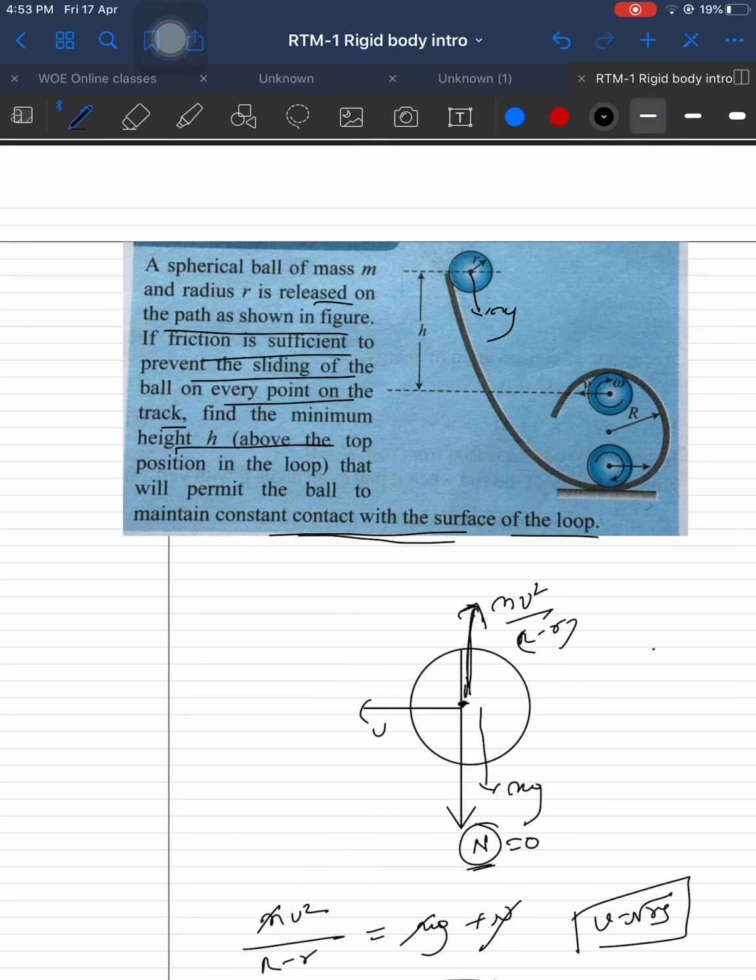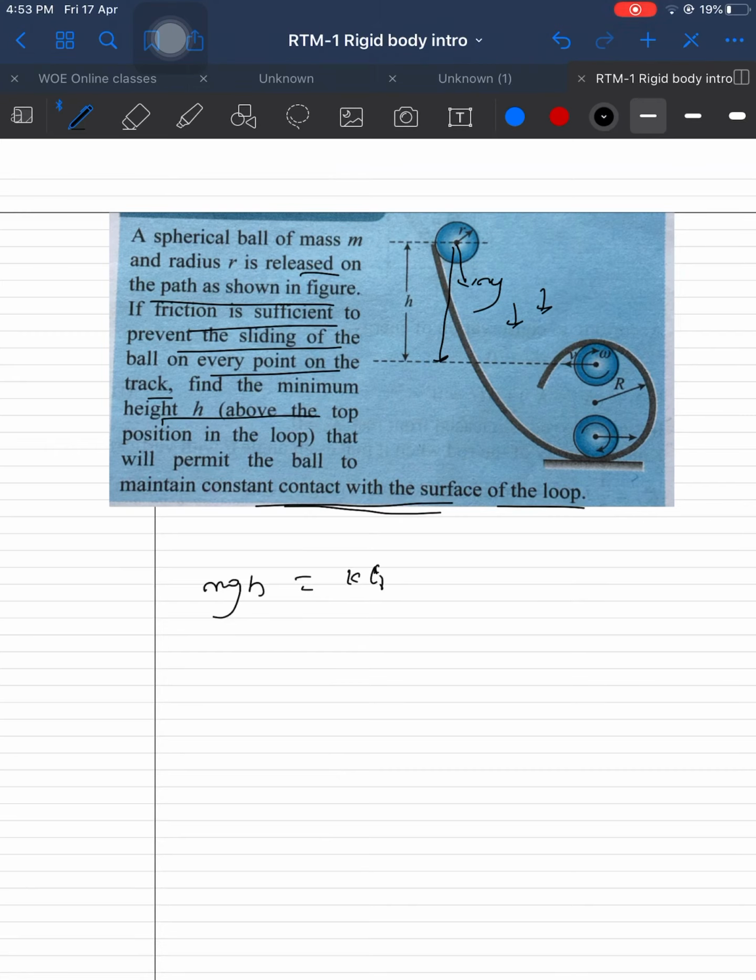Work done is equal to, when it is coming down, mg into h, where the displacement from here to center is h, both mg and h in the downward direction, equal to final kinetic energy minus initial kinetic energy. Initially it doesn't have any velocity, it is released, so it is 0. Finally it has two kinetic energies, half m v_c square plus half I omega square, with I about the center of mass. So what kind of body? Spherical ball.